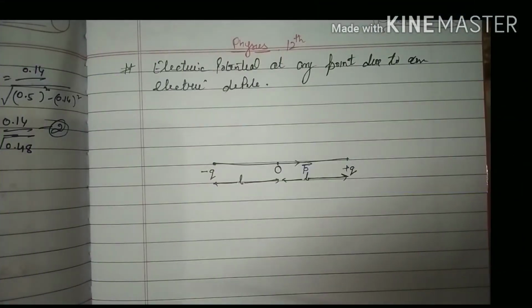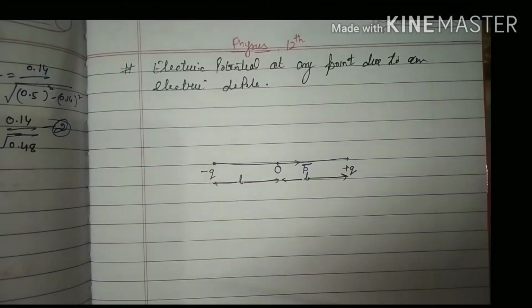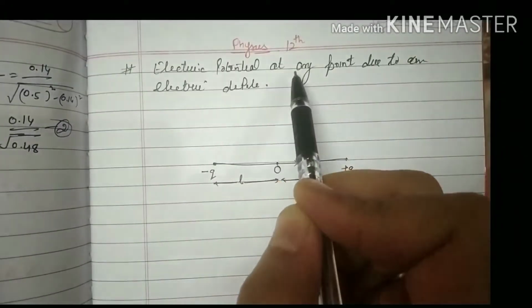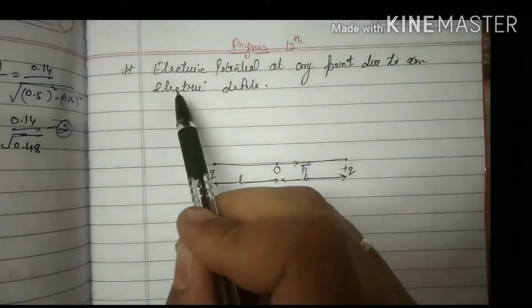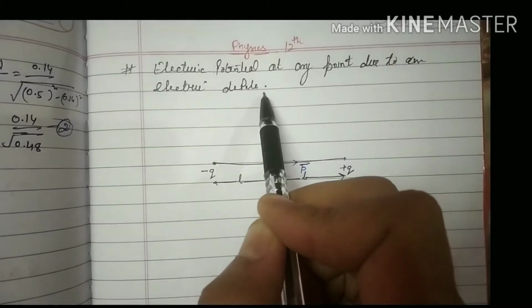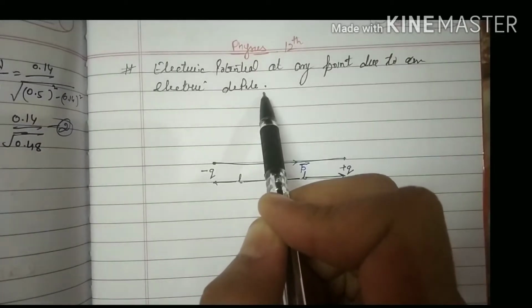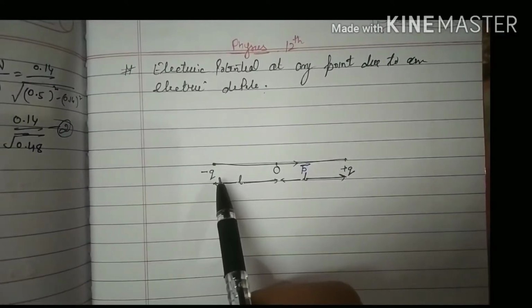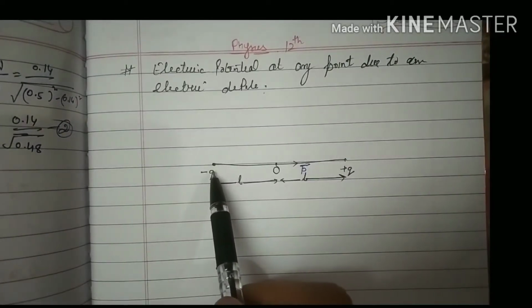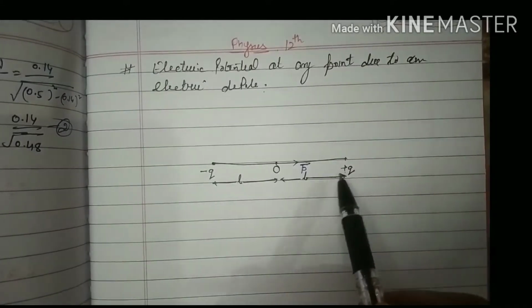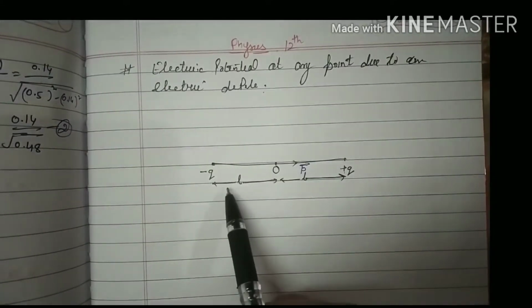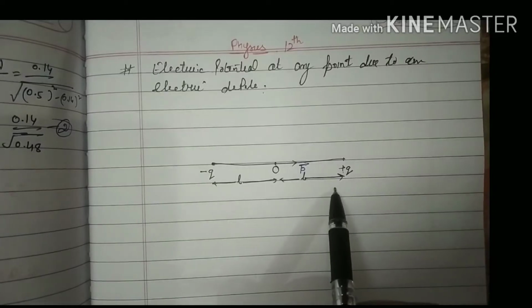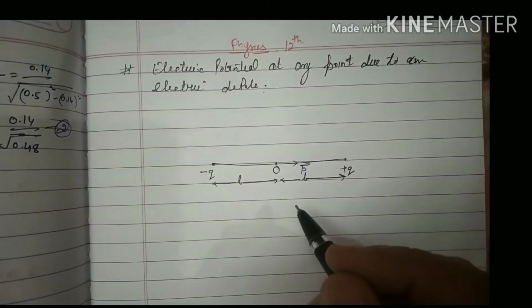Hello, welcome again. Now today we'll start the next topic, electric potential at any point due to an electric dipole. Due to an electric dipole, we have to find the electric potential at any point. So we first consider an electric dipole having two equal and opposite charges, minus q and plus q, whose center is O and dipole length is 2L. Now we'll consider a point P.